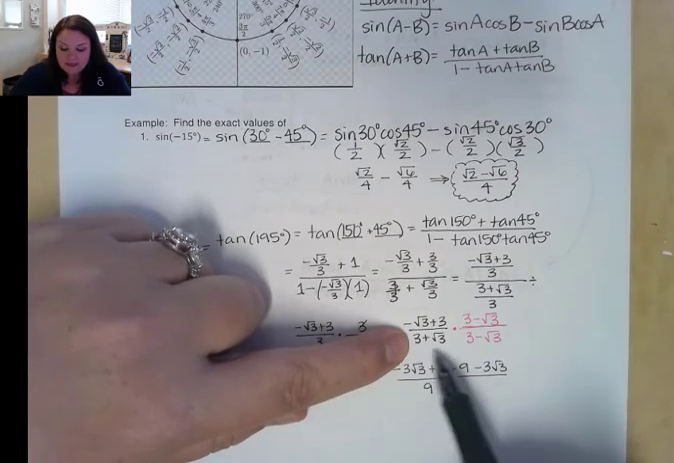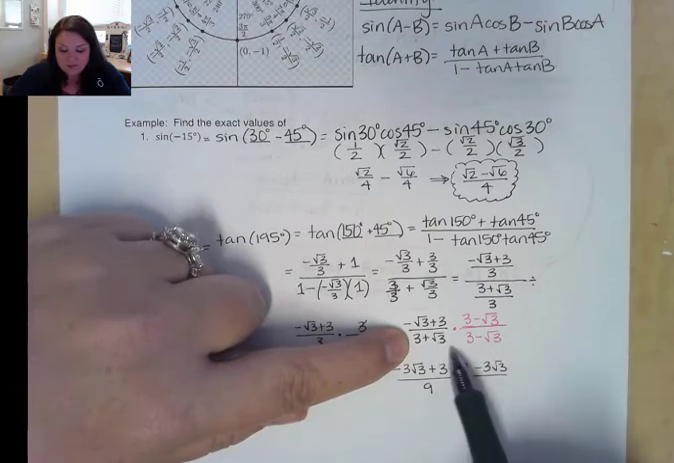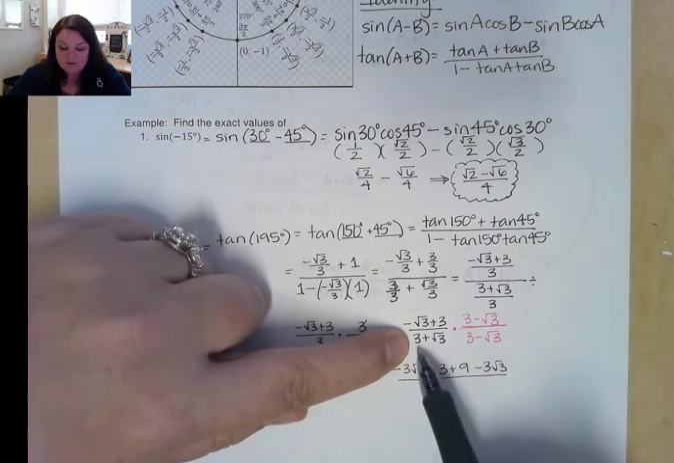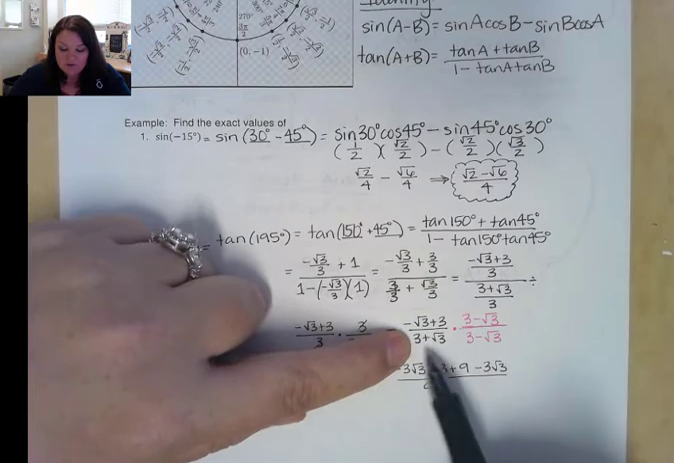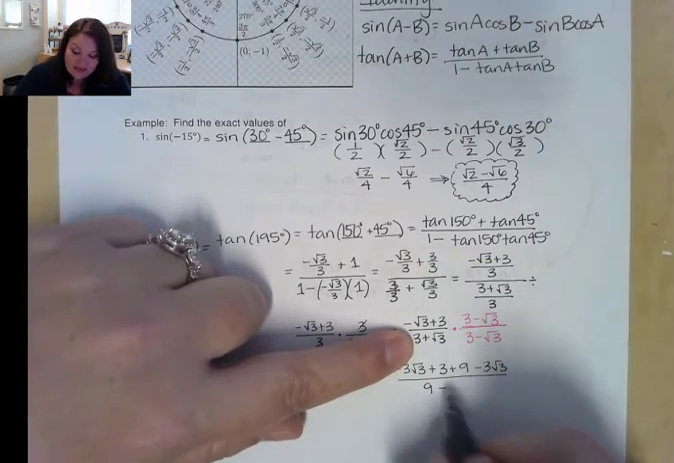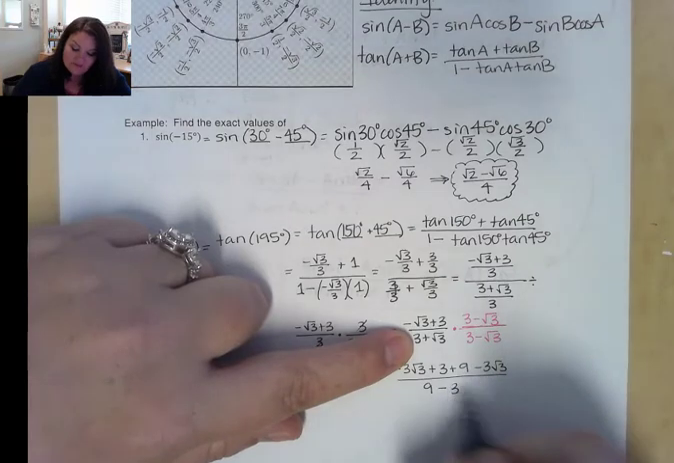When I do 3 times negative root 3, that's going to give me a negative 3 root 3. And then when I do this root 3 times 3, that's going to give me a positive 3 root 3. So negative 3 root 3 and positive 3 root 3 will cancel. So those two middle terms are going to cancel out. And then when I distribute my last term times my last term, square root of 3 times negative square root of 3 is going to give me negative square root of 9, which is just negative 3.